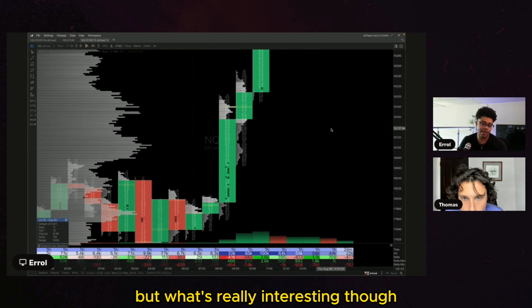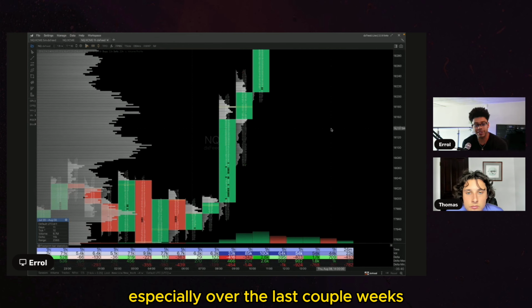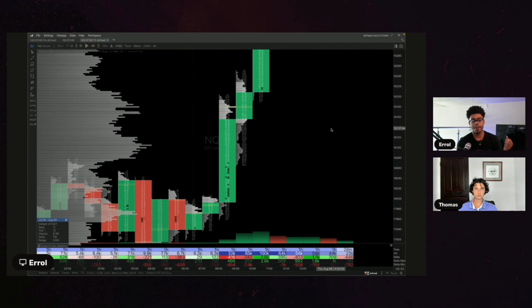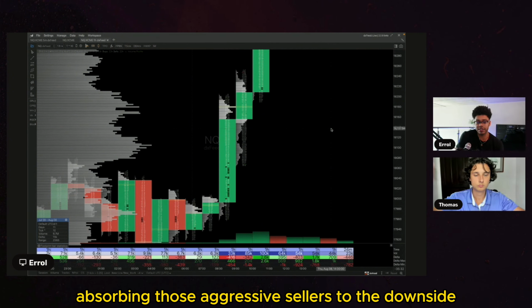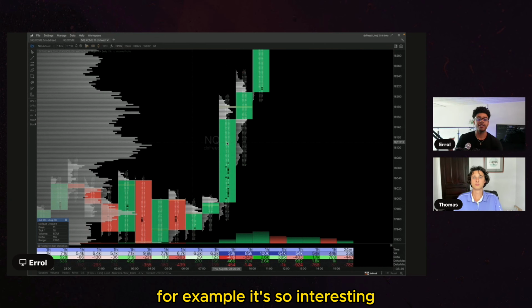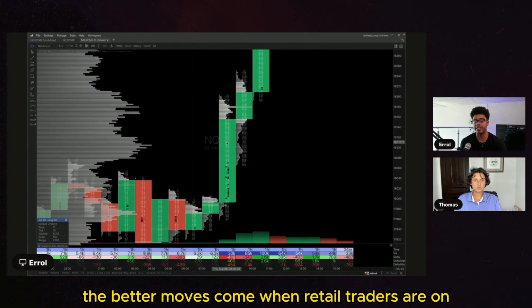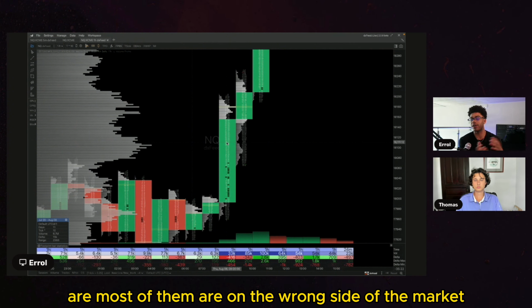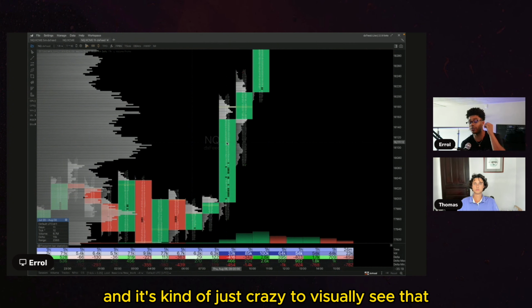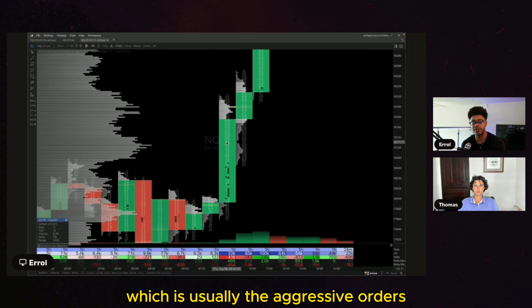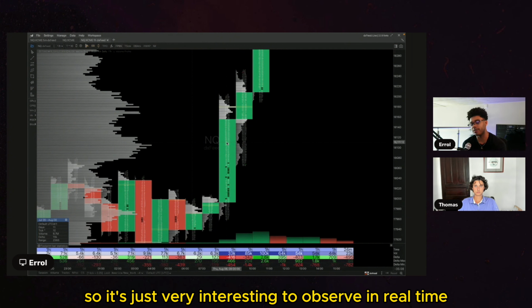market. What's really interesting, especially over the last couple weeks, is whenever there are those signs of absorption, like passive buyers absorbing aggressive sellers to the downside, just like right here, for example, it's so interesting seeing how some of the better moves come when retail traders, most of them, are on the wrong side of the market. It's kind of crazy to visually see that happen over and over again. Most of retail is on the wrong side, which is usually the aggressive orders. The opposite tends to happen. It's very interesting to observe in real time too.